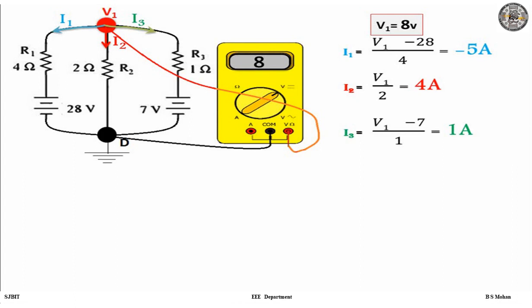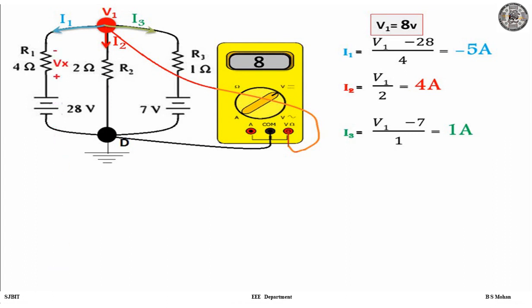Now what does this minus 5 indicate? What does this plus 4 indicate? What does this plus 1 indicate? So minus 5 indicates that the current direction that we have assumed is not correct. It is actually flowing in the reverse direction practically when we build the circuit. And what does 4 ampere indicate? Plus 4 means current is flowing in the same direction practically also. And what does 1 amp indicate? The current is flowing in the same direction practically also. Right?